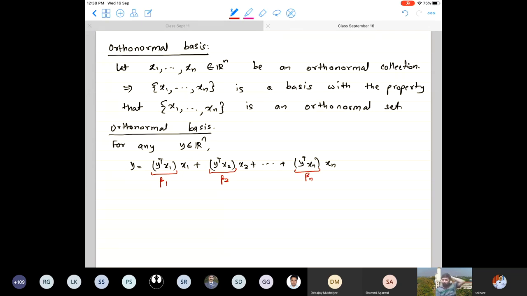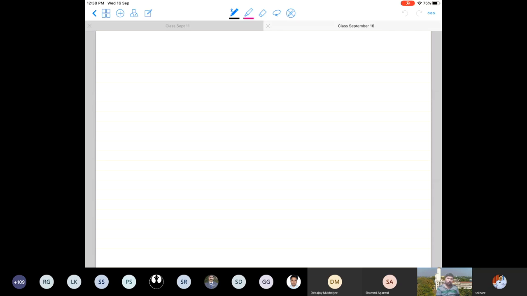So you know that y will be written as a unique linear combination of x1, x2 up to xn. But in fact, the coefficients beta 1 up to beta n of that unique linear combination are also very easy to compute. They are nothing but y transpose xi. Beta i is y transpose xi. So this is the usefulness of orthonormal basis. And once this is clear to all of us, we move on to one of the most important algorithms, which is Gram-Schmidt orthonormalization.